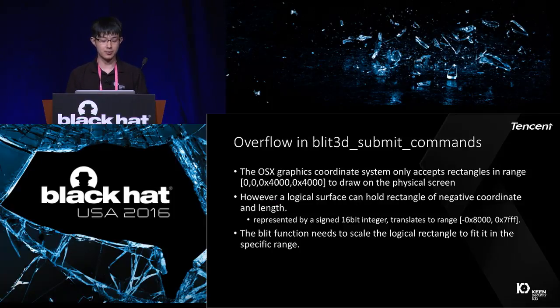So there is an overflow in this Pleat 3D submit commands. From reverse engineering, we found that the OS X graphics calling system only accepts rectangles in a range like 0 to 4000 in hex format to draw on the physical screen. However, as we have seen before, a logical screen has a field of the int16 format, which is a signed integer, so it can represent numbers in a range like -8000 to +7FFF. So the Pleat function needs to scale this logical rectangle to fit in the special range, or the GPU will not be happy with this rectangle.